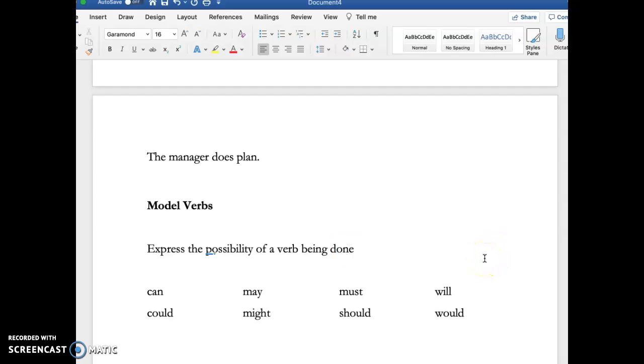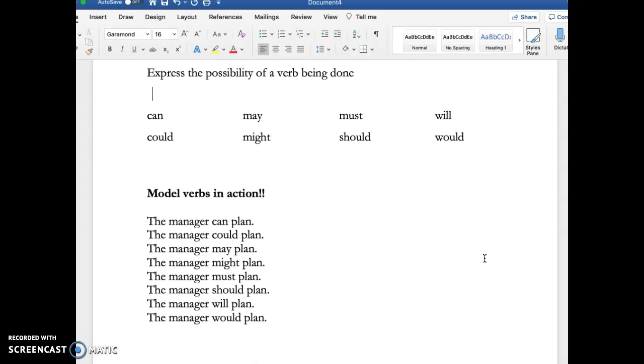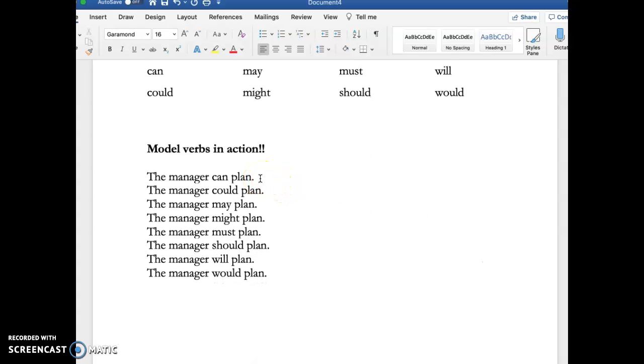Or you should go to the store as me saying that I feel like going to the store is a necessary action, right? So here's some examples. The manager can plan, the manager could plan, the manager may plan, the manager might plan. The manager must plan, right? That's very different from may plan. The manager should plan. The manager will plan, or the manager would plan. Like the manager would plan if you paid her overtime, right?